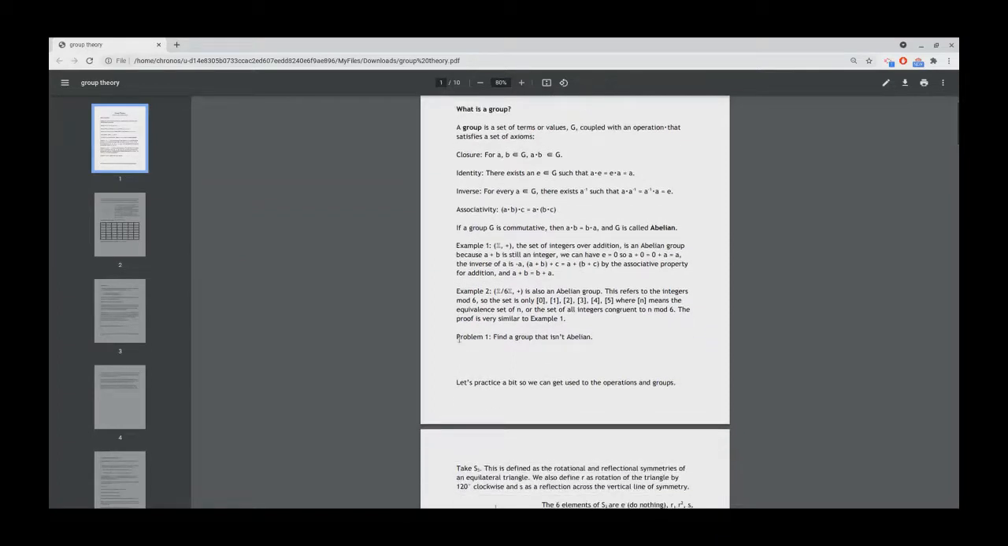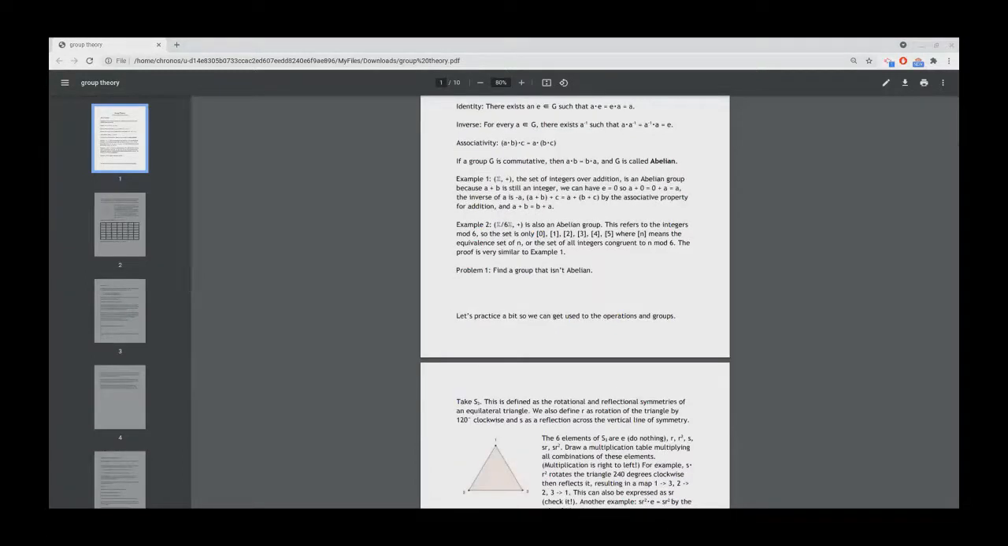Problem 1: find a group that isn't abelian. With the problems, the plan is that I'm going to give you maybe 2 or 3 minutes, depending on the problem, in order to solve it. If someone has a solution, you can put it in the chat or speak up, because if no one solves the problem, it's going to be a little bit awkward. And if you want a hint, I can always give you one.